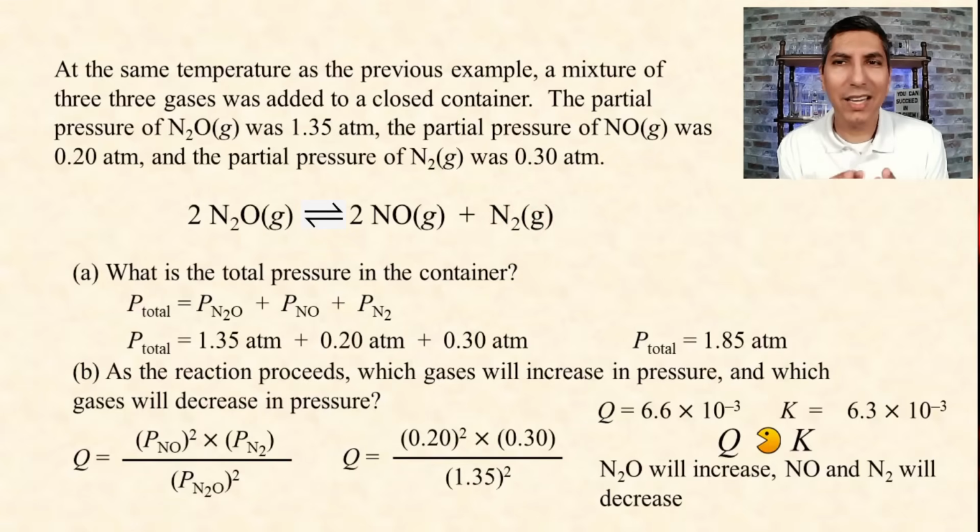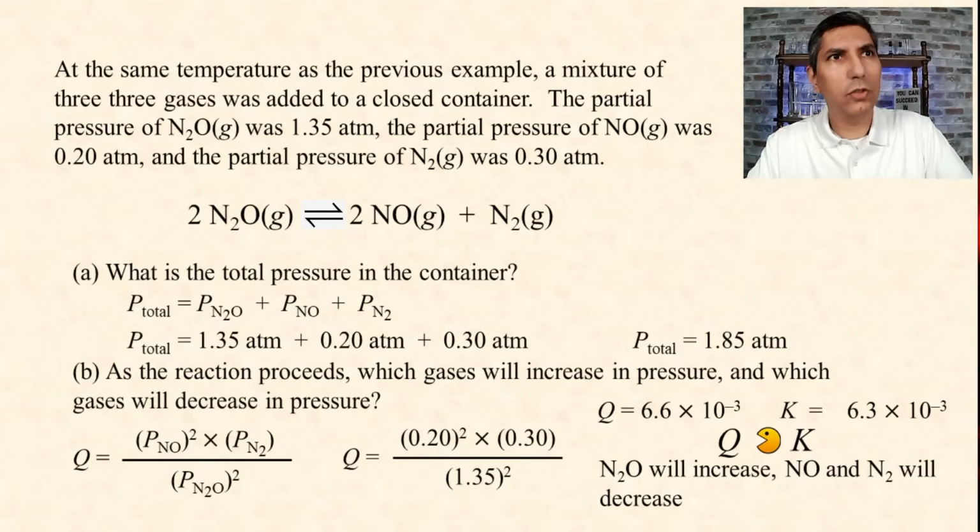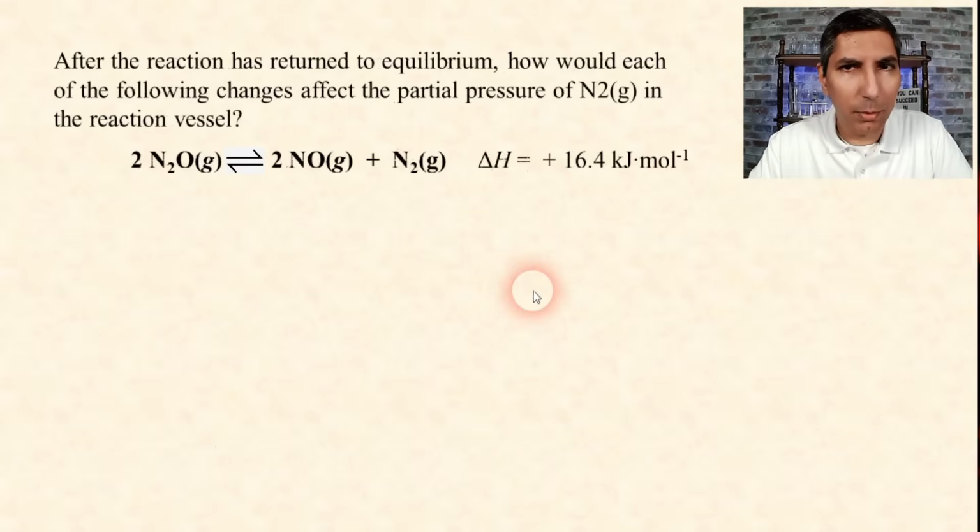And sometimes they're in a little bit of a disguise, kind of like you have here. It doesn't say toward which side does it go. It just says which gases are going to go up, which side is going to go down. So this is a good Q versus K problem. Now, how about this one here?